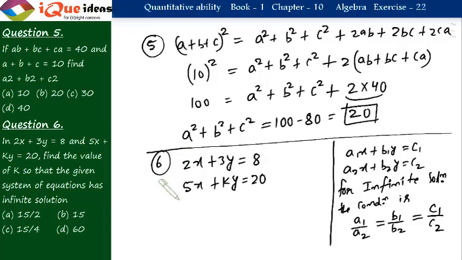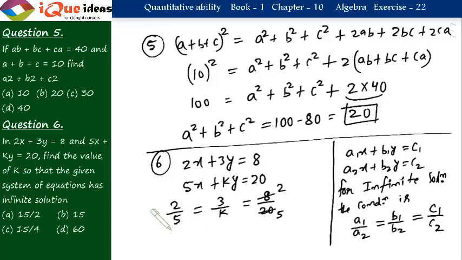Here A1 is 2, A2 is 5. So 2 divided by 5 should be equal to 3 divided by K should be equal to 8 by 20. First let's check 8 by 20. 4 cancels 8 2 times and 20 5 times. So 2 by 5. So they are same.